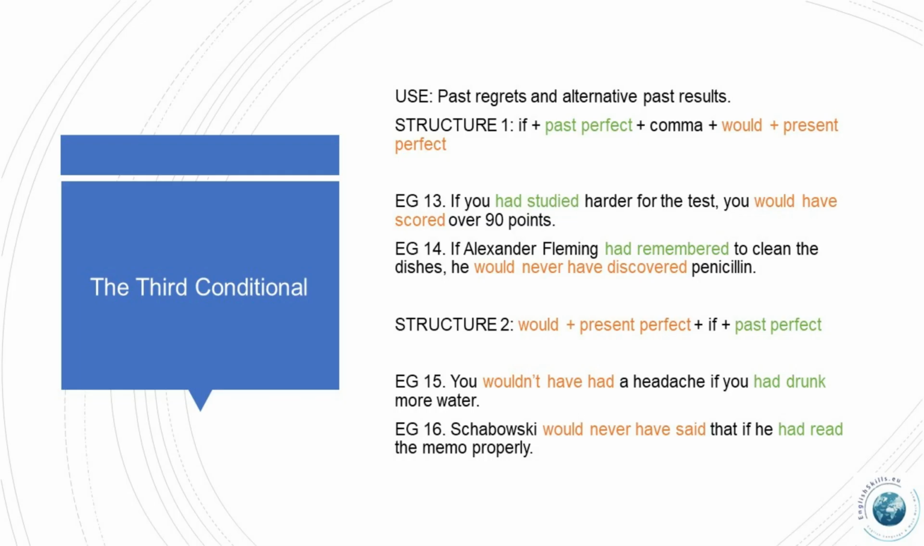Example 16. Schabowski would never have said that if he had read the memo properly. He didn't read the memo, it's all in the past. And then he said something, but he would never have said that if he had read the memo properly.